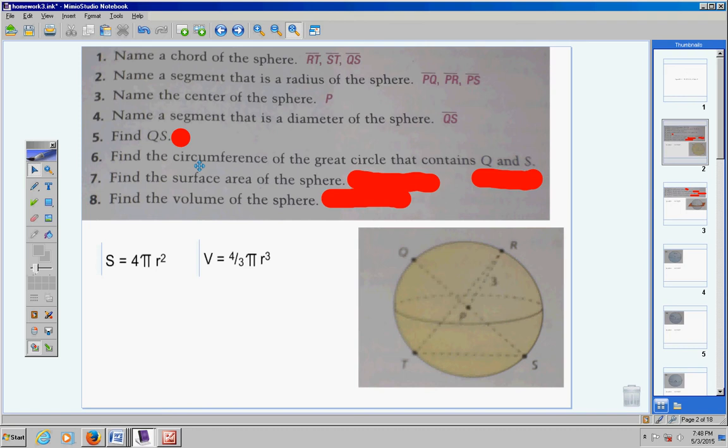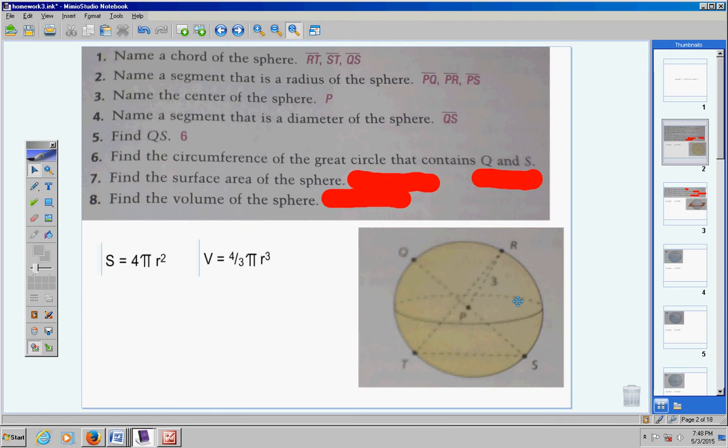Let's see what else we have here. Find QS, the length of QS. Oh, come on, guys. Common sense, okay? The radius from P to R is 3, correct? So the diameter would have to be 6. The diameter is always twice as big as the radius, so the answer would have to be 6. Alright, moving on to number 6.